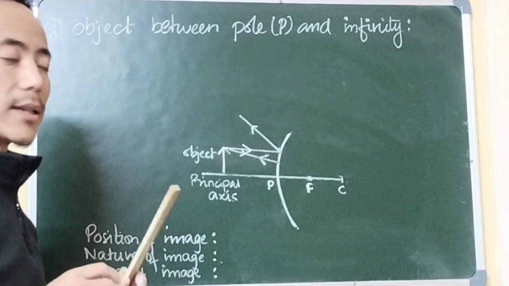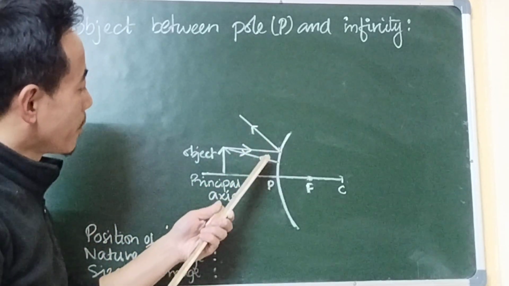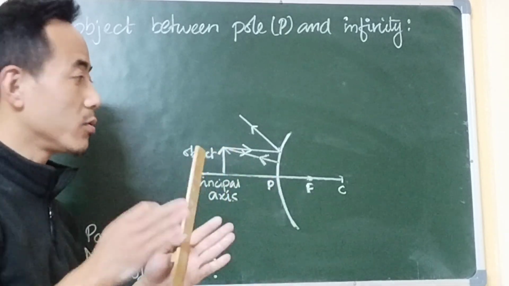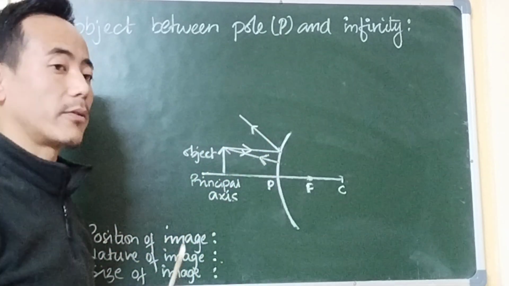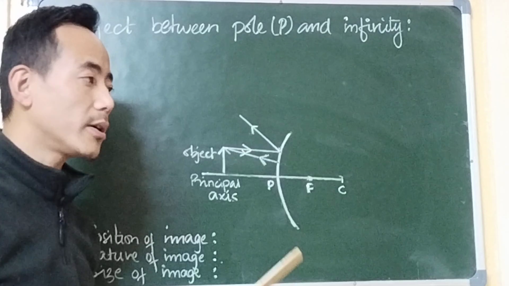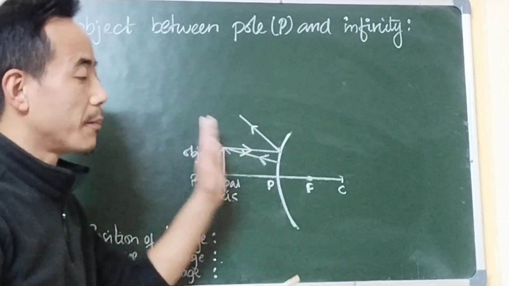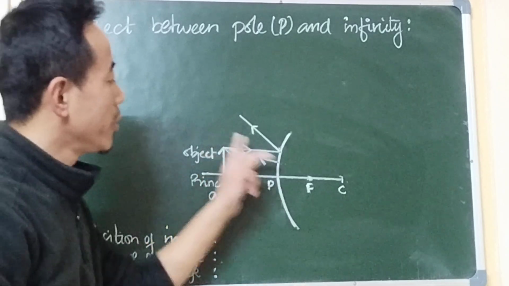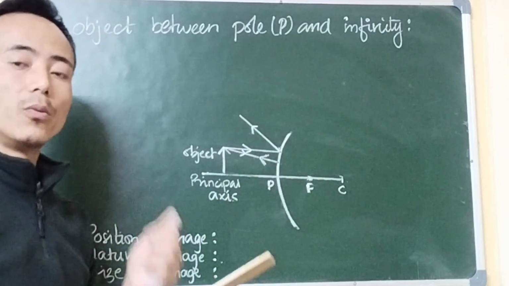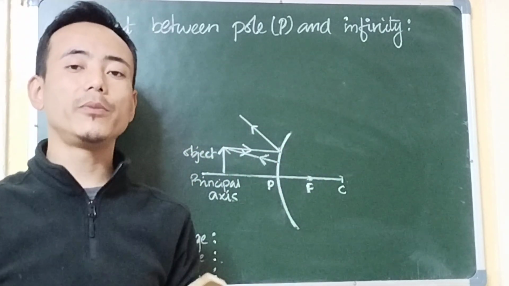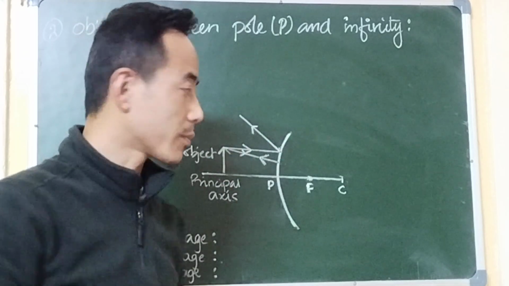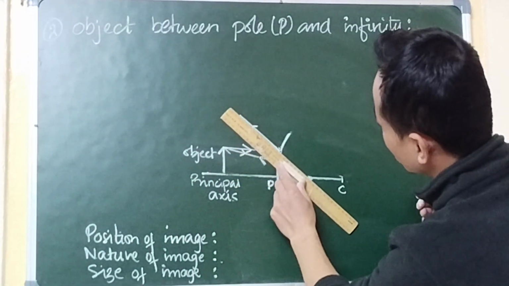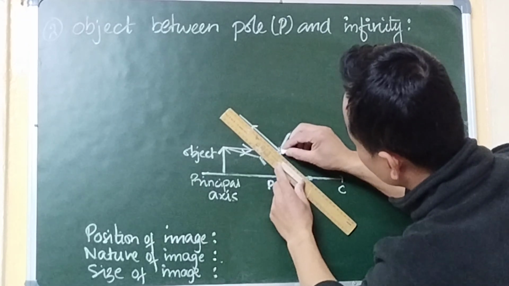So here again we can see that there are two reflected rays, and these two reflected rays are going in different directions. That means there is no chance by which they can intersect with each other. So what we will do here again, we will produce these rays backwards, and we will see where the two reflected rays produced backwards will intersect. Wherever they intersect, that will be the position of our image. So let's produce the reflected rays backwards. Let's produce the first ray backward, and let's do it with a dotted line.